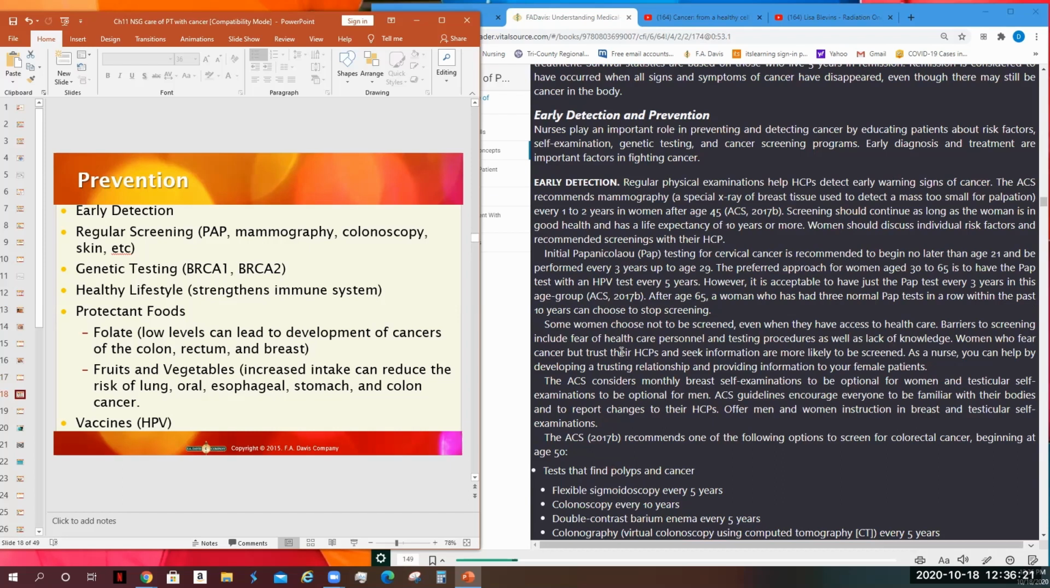The ACS recommends mammography, a special X-ray of breast tissue used to detect a mass too small for palpation, every 1 to 2 years in women after age 45. Screening should continue as long as the woman is in good health and has a life expectancy of 10 years or more. Women should discuss individual risk factors and recommended screenings with their HCP.